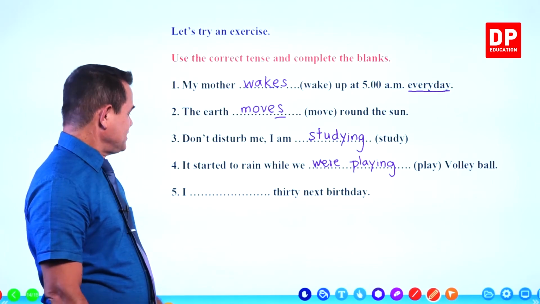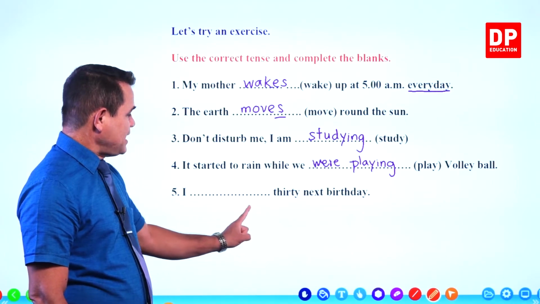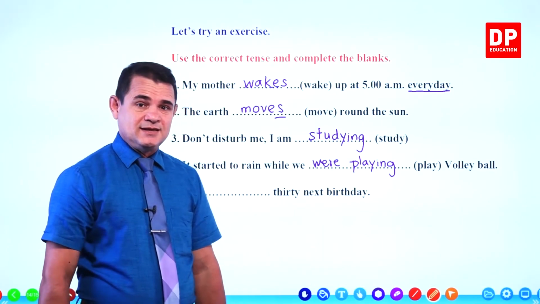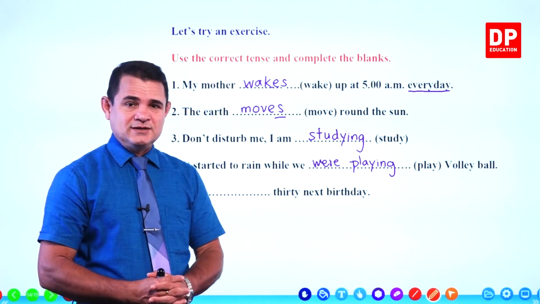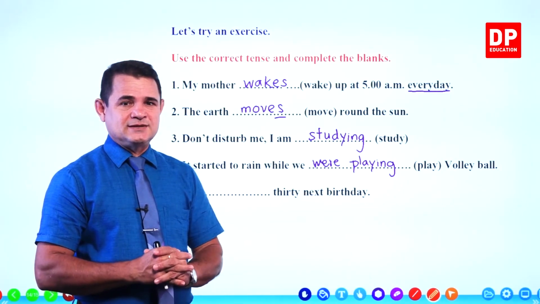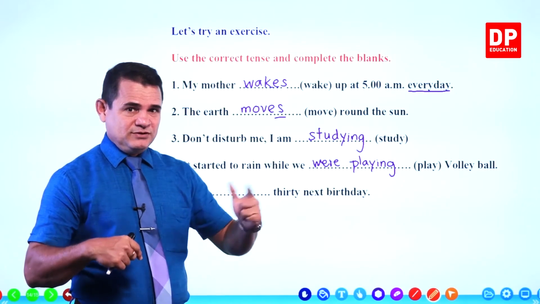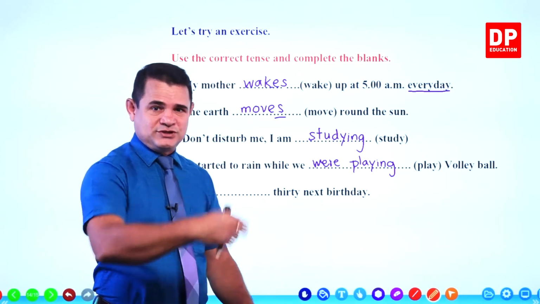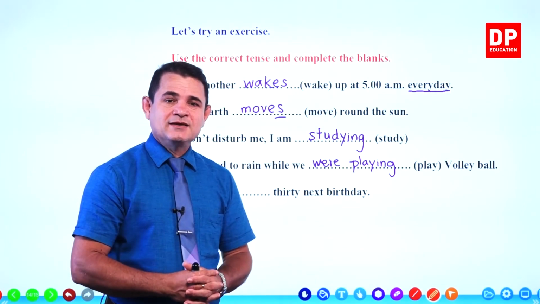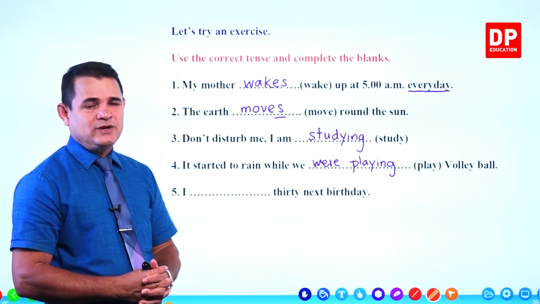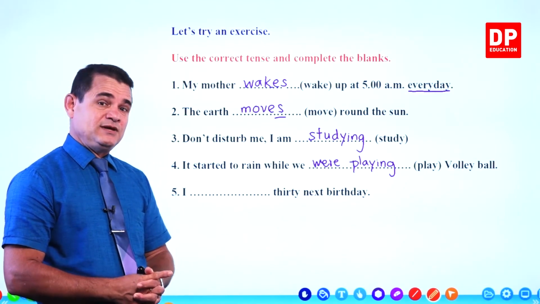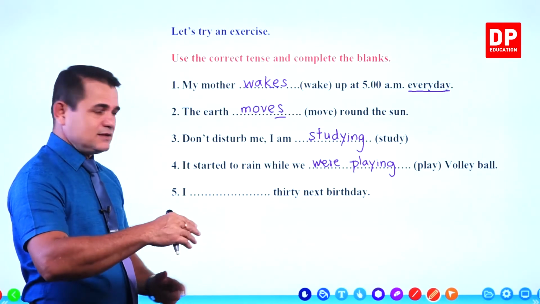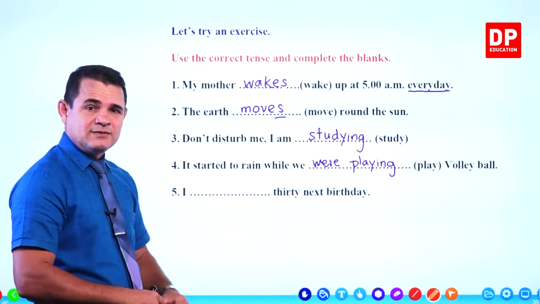And here, I blank 30 next birthday. Now you can decide the tense, is it past tense or present tense or future tense. Next, from this word we can tell. Next means future. This should be said in future, something we think will happen in the future. We learned this when we were talking about the future tense.